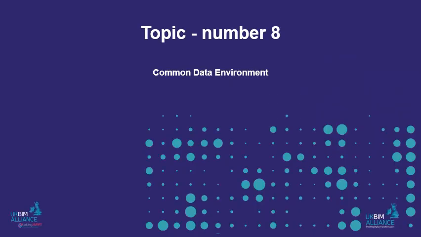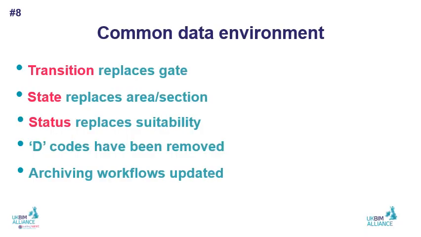Topic number 8, Common Data Environment. The process of the Common Data Environment defined in 1192 hasn't fundamentally changed, apart from the following. The term transition replaces gate, state replaces area or section, so for example it's now the shared state, not the shared area. Status replaces suitability, the D codes have now been removed, and archiving has been updated.